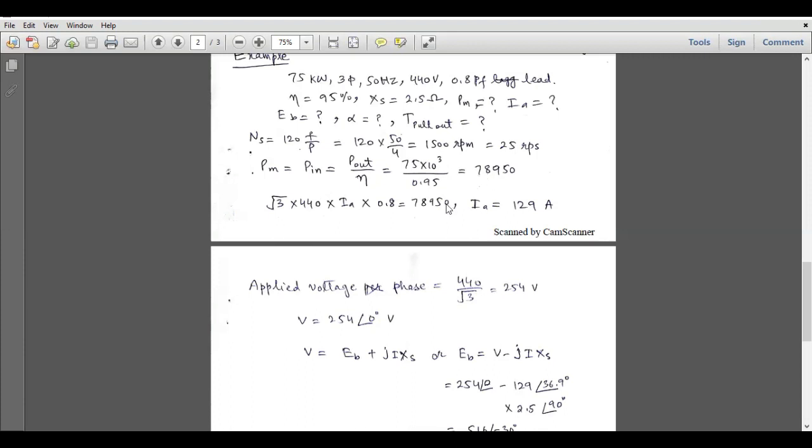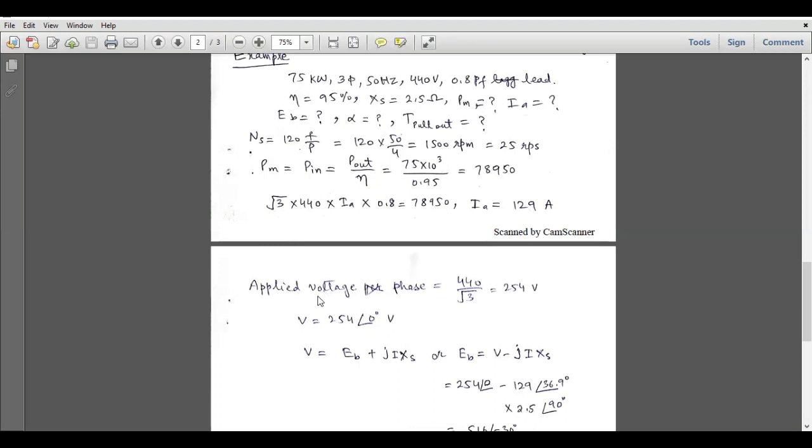Now this input power is equal to under root 3 times VL IL into cos phi. Cos phi is 0.8 leading, 0.8 power factor leading. Under root 3 times VL into IL. VL is equal to 440 volts, and IA is the quantity which has to be calculated. So from this expression, IA is calculated to be 129 amperes.